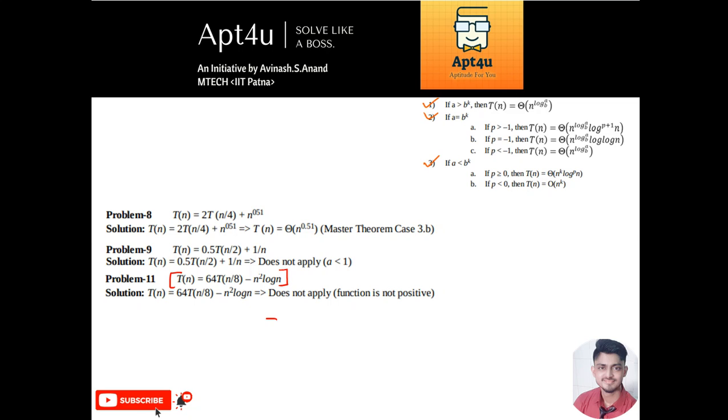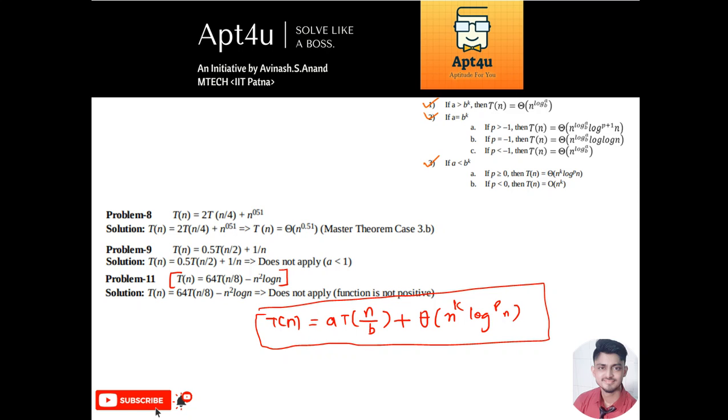We know that the Master's theorem expression says that T(n) equals a T(n/b) plus theta n power k log power p n, alright? So this should be the condition. This is a must, okay? In order to apply the Master's theorem, the recurrence relation that you are obtaining should be of this format. But you can clearly see that this problem statement is not following this format, right? Because the function is not positive here. So that is why we will not apply Master's theorem in this specific case.